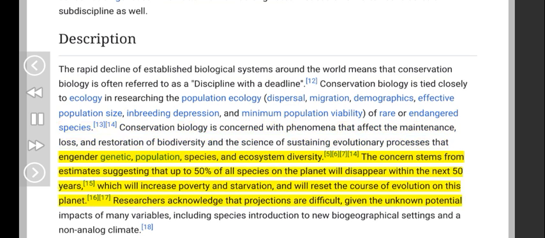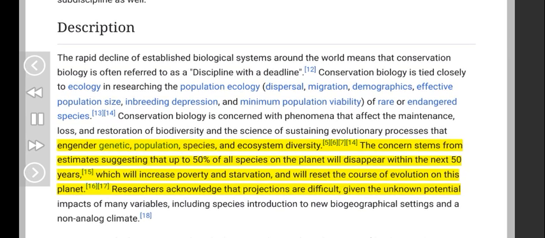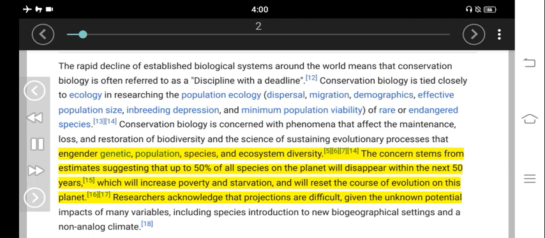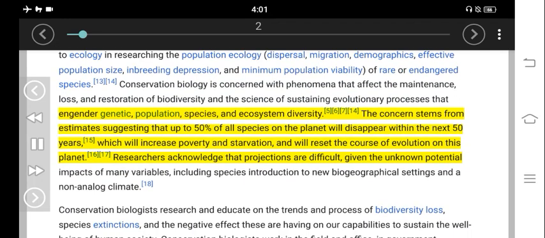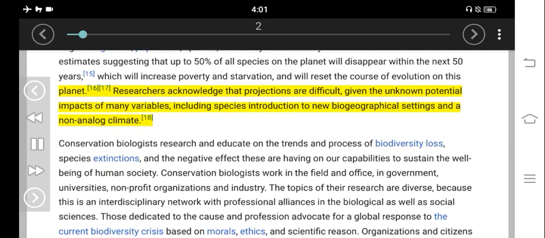The concern stems from estimates suggesting that up to 50% of all species on the planet will disappear within the next 50 years, which will increase poverty and starvation, and will reset the course of evolution on this planet. Researchers acknowledge that projections are difficult, given the unknown potential impacts of many variables, including species introduction to new biogeographical settings in a non-analog climate.